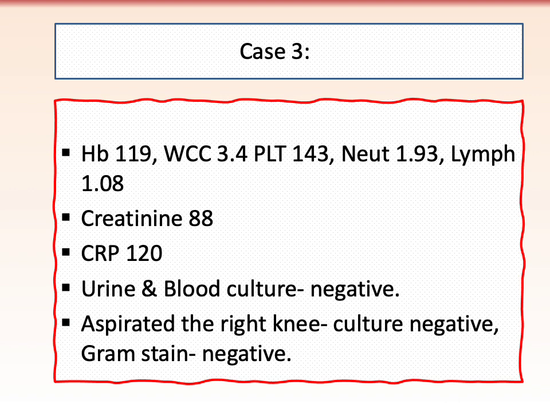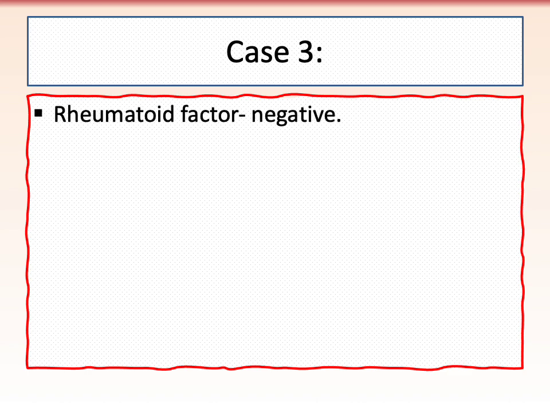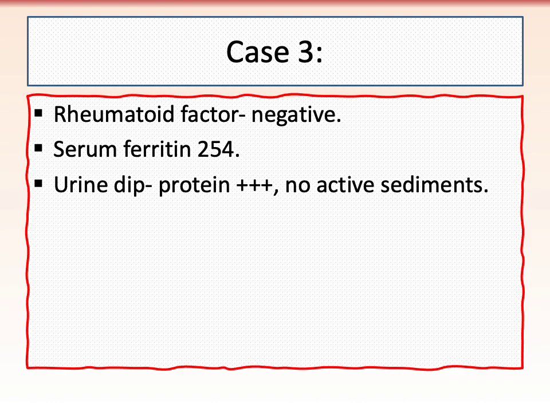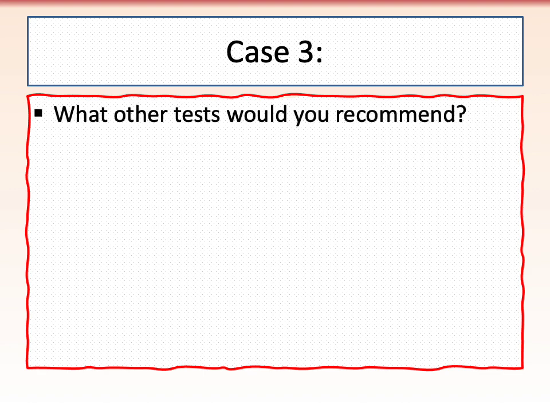Right knee joint was aspirated. Culture and gram staining were negative. Rheumatoid factor was negative. Serum ferritin was 254. Urine dipstick was strongly positive for protein, but there was no active urinary sediments. Urine PCR was 300. What other tests would you recommend to make a diagnosis?